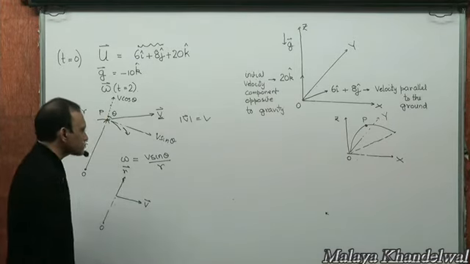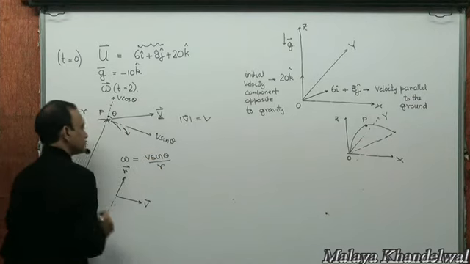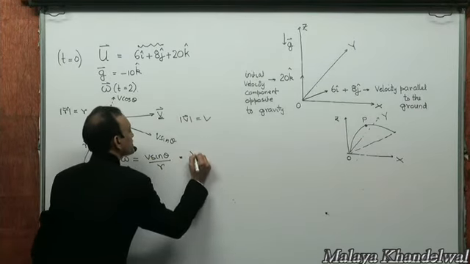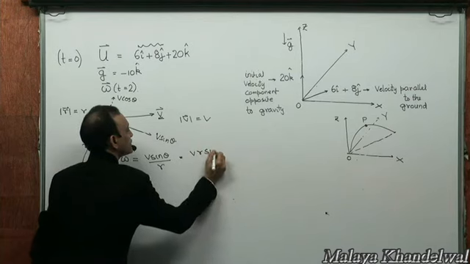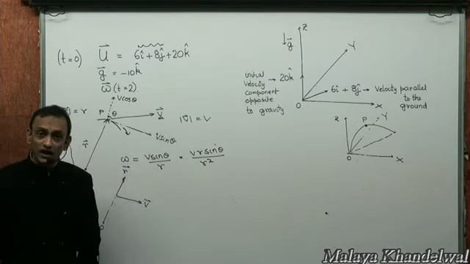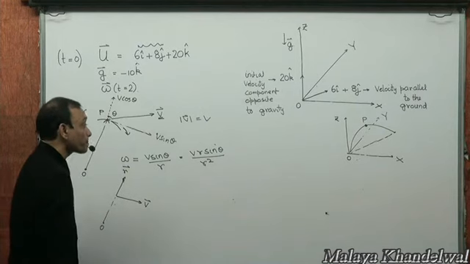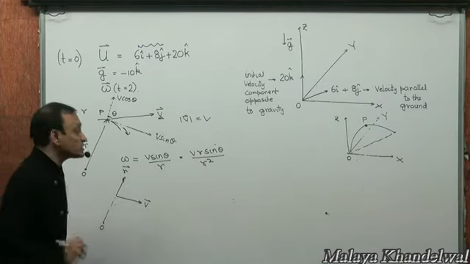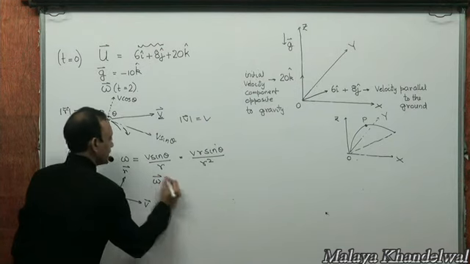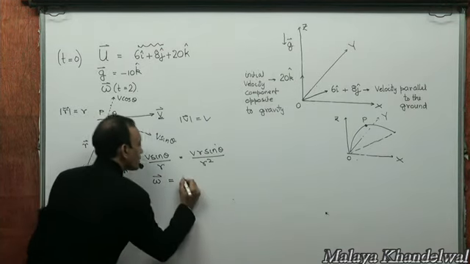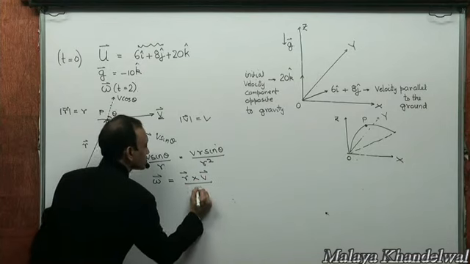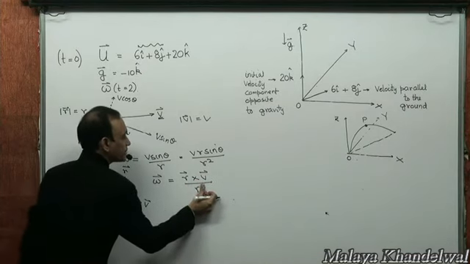Now notice that I could have written this magnitude as v r sine theta divided by r squared. Vectorially, this would reduce to omega being r cross v divided by r squared.